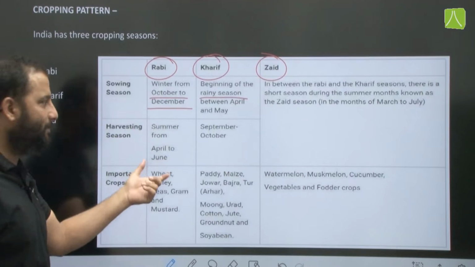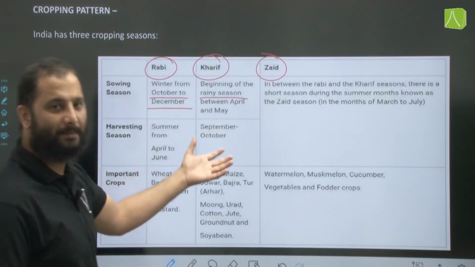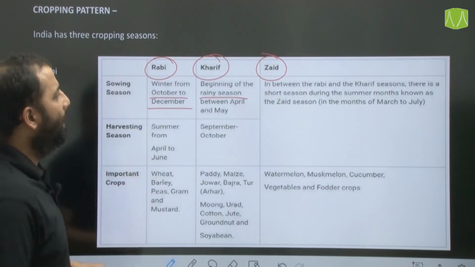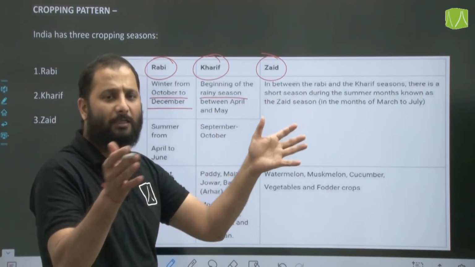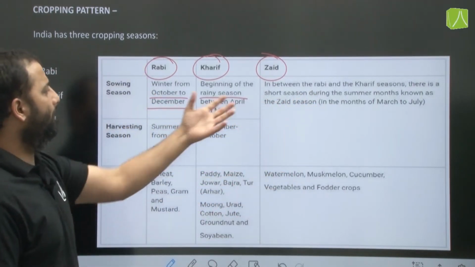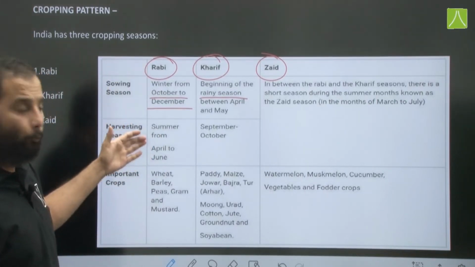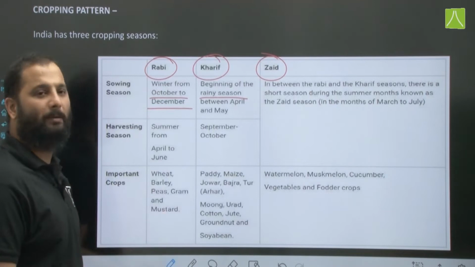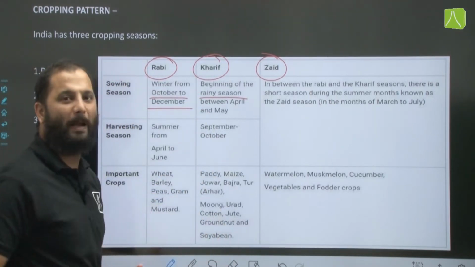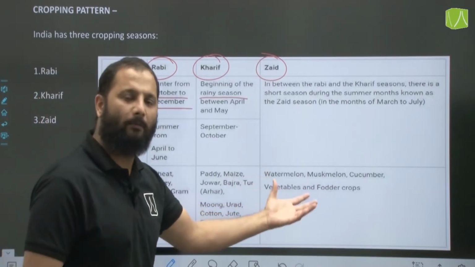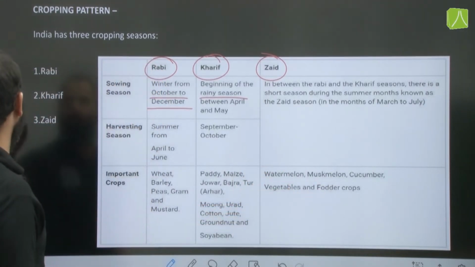Harvesting for Rabi is from April to June, for Kharif it is September, October, and Zaid is harvested for a shorter period, in the months of March to July. Then the important crops are, for Rabi: wheat, barley, peas, gram and mustard, for Kharif: paddy, maize, jowar, bajra and tur, and for Zaid: watermelon, muskmelon and cucumber.